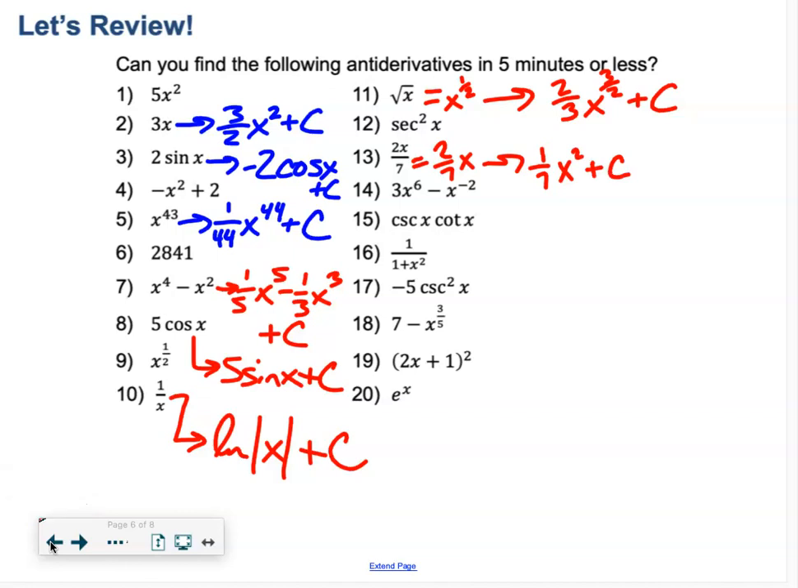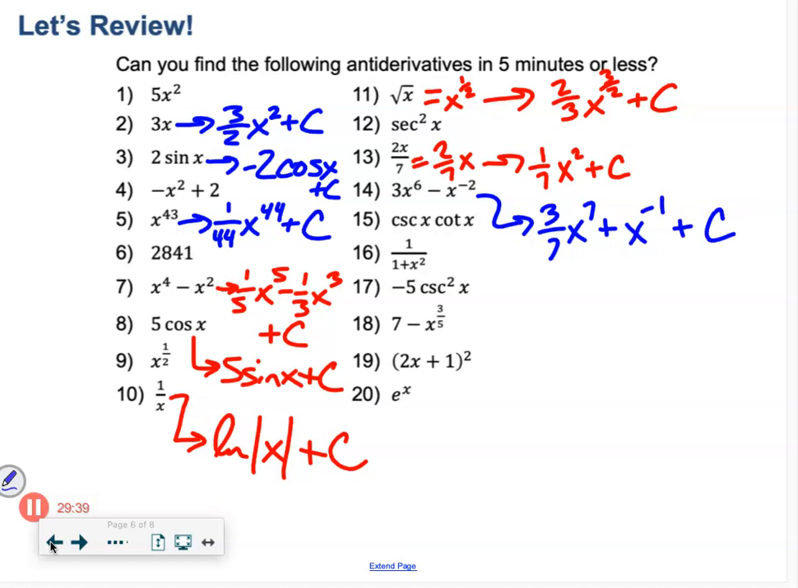14. Let's switch colors. So we have 3/7 x to the 7th minus, okay, this would be x to the negative second. It's the most common mistake with negative exponents is subtracting instead of adding, right? So just be careful. So negative 2 plus 1 is negative 1. So you're divided by negative 1, and this becomes a plus x to the negative first plus c.